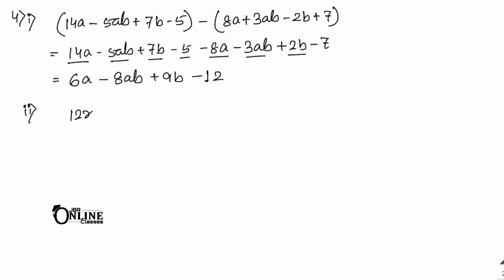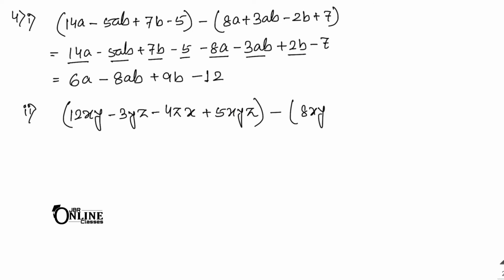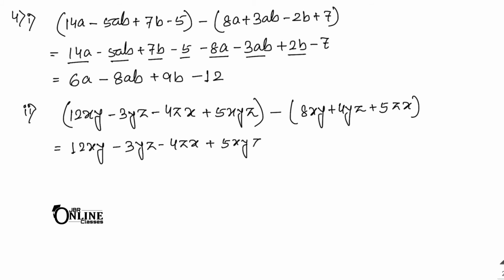Now next one, number 2. So first you write down the second one, always remember that. So then 3yz, then 4zx, then 5xyz. Subtract the first one, 8xy, then here 4yz, then here 5zx. So write down first this one as same as the previous line. Then here it will be minus 8xy, again minus 4yz, again minus 5zx.